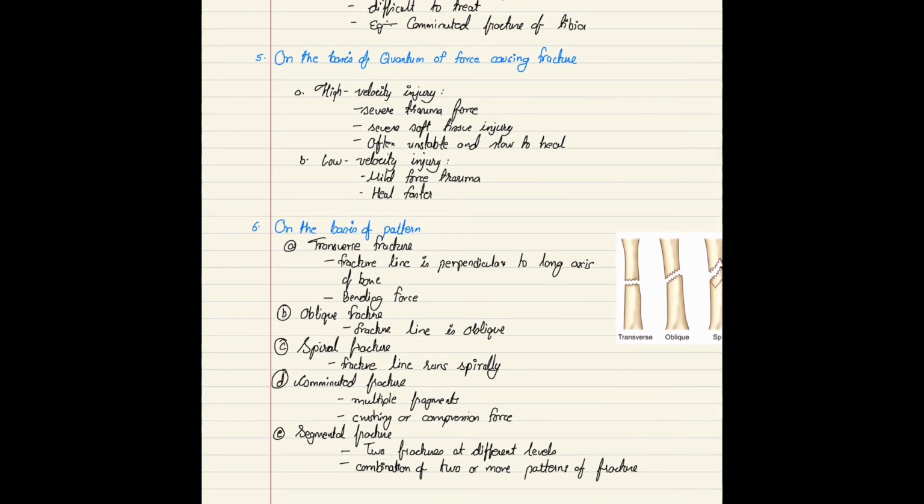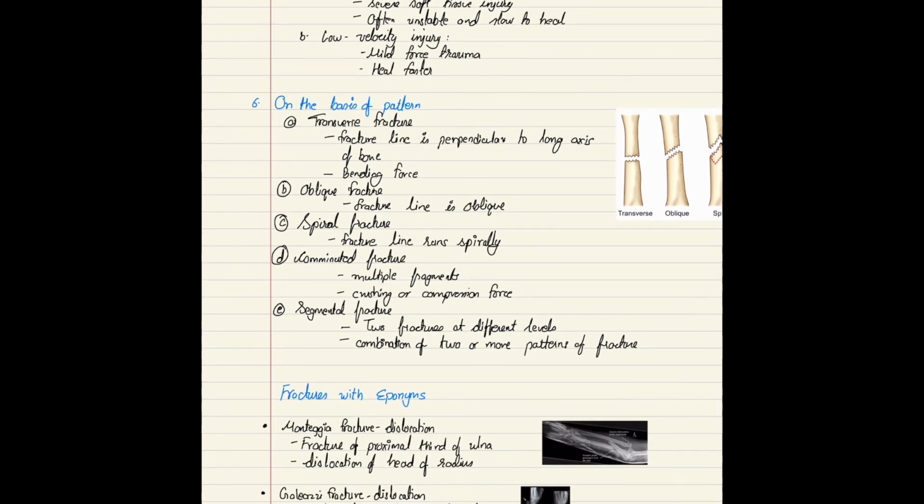Next one is classifying fractures on the basis of quantum of force causing fracture. If the force causing the fracture is in high velocity, then it will cause severe trauma. So there will be injury to the soft tissues, and often these fractures are unstable and very slow to heal. The next one is the low velocity injury. So there is mild force trauma, and these type of fractures heal faster.